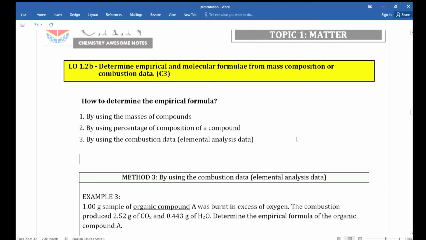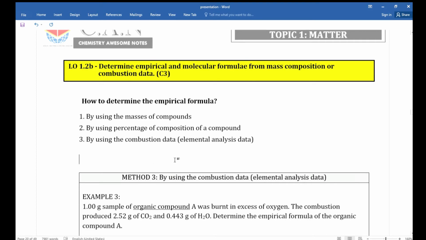Okay, under topic 1, matter. For learning outcome 1.2b, determine empirical and molecular formula from mass composition or combustion data. So how to determine the empirical formula? There are 3 methods. The first one, by using the masses of compounds. Second method, by using percentage of composition of a compound. And the last method, by using the combustion data, which is elemental analysis data.